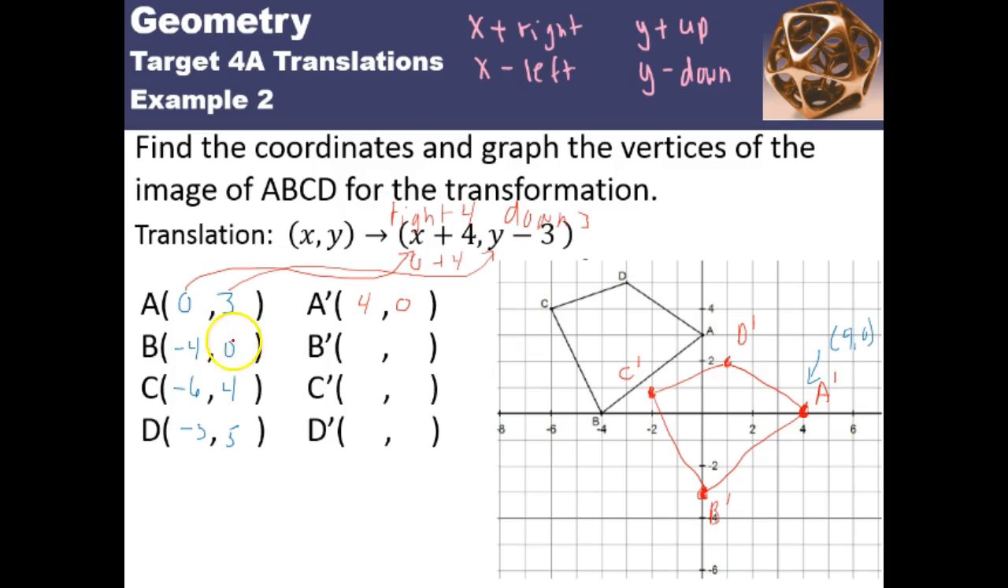Okay, I could do a similar thing here. This negative 4, I'm going to do a little bit of erasing so we can see here.